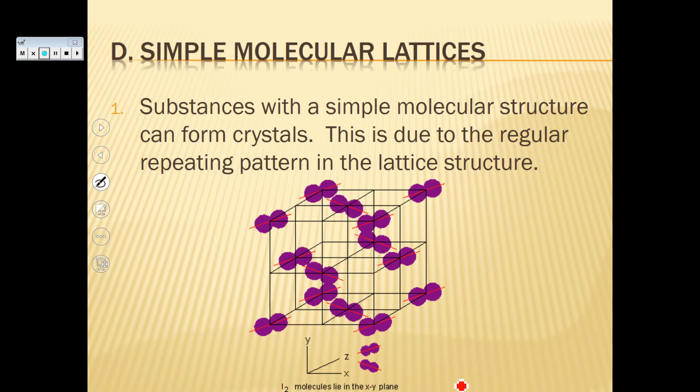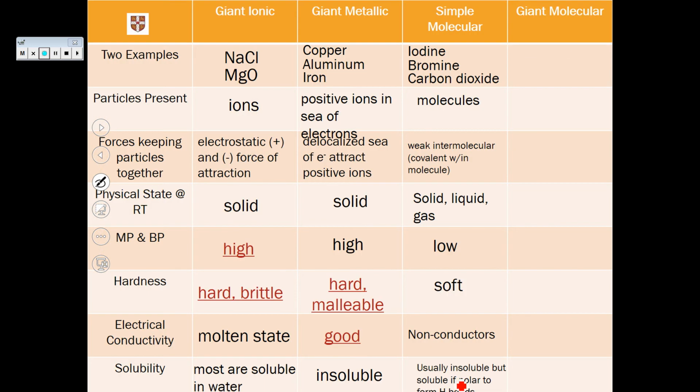Simple molecular lattices. Substances with a simple molecular structure can form crystals. This is due to the regular repeating pattern in the lattice structure. Giant molecular is the last type of structure. There are only 3 giant molecular examples that you have to be responsible for. One of them is graphite, one of them is diamond, and then silicon dioxide.